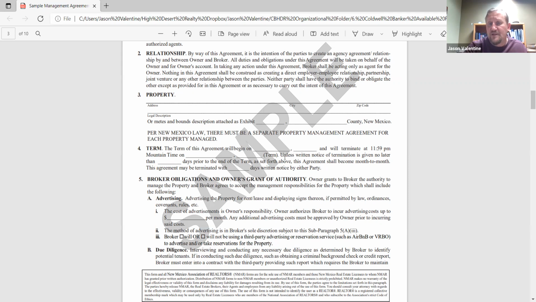And unless written notice of termination is given no later than 60 days, which is what we normally run, prior to the end of the term, the term becomes a month-to-month agreement, and you need to give us 60 days to be able to terminate. Now, let me explain.